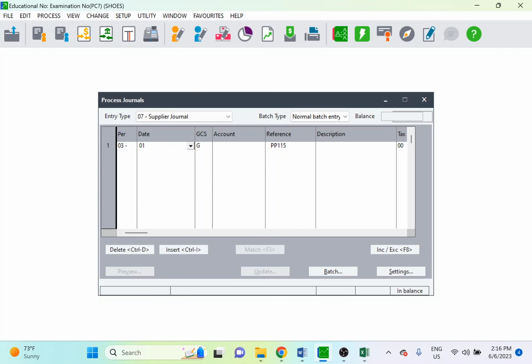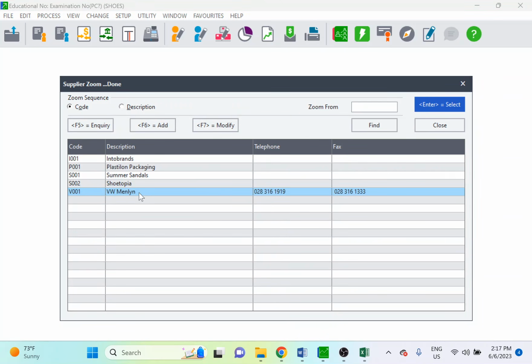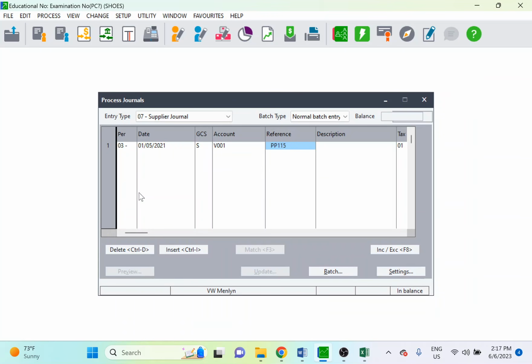Date, it's 01. Under GCS, we're going to have S for suppliers. Supplier affected is VW Manley. Under reference, we're going to have memo number M5/1. I won't be going back and forth to the question paper, so you will be doing that on your side, checking these transactions from your question paper. Under description, we are correcting an error, so it's correct error.